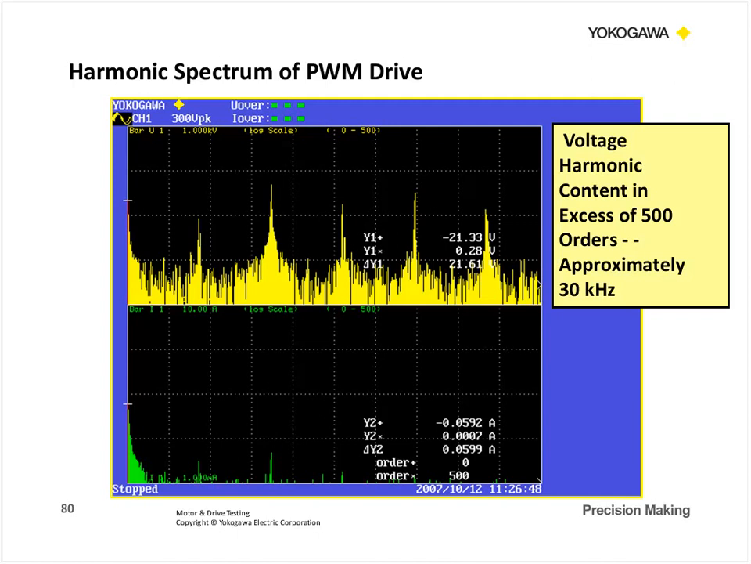Here's a harmonic spectrum on a PWM drive. You can see the beat frequencies in there. This was up to 500 hertz, in excess of 500 orders, approximately 30 kilohertz. So this is that voltage with all these beat frequencies, a lot of harmonics. On the current side, though, you see that rolls off pretty quick. We get a couple spikes out here, not much energy in those. So on the current side, there's not a whole lot there.